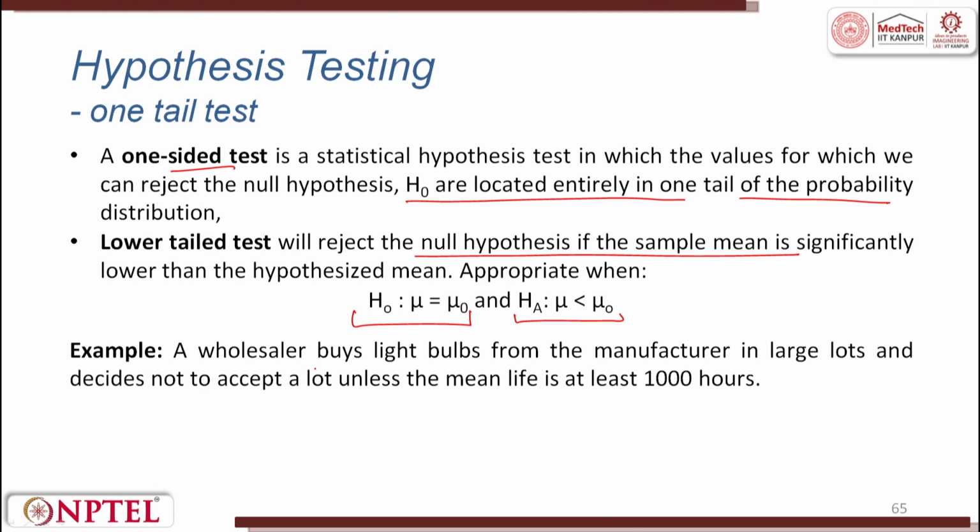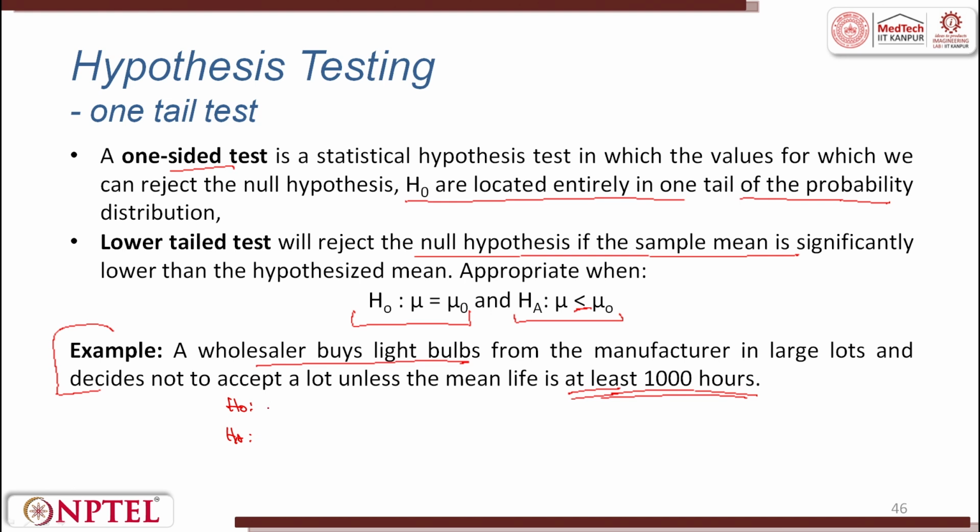An example is a wholesaler who buys light bulbs from the manufacturer in large lots and decides not to accept a lot unless the mean life is at least 1000, at least, you see it is less than, at least 1000 hours. This is a one-tail test and the lower-tailed one. So, let me put it in terms of H naught and HA. When we are talking about a one-tail test, it is the wholesaler who is accepting or not accepting the bulbs manufactured by the manufacturer or provided by the manufacturer in large lots.